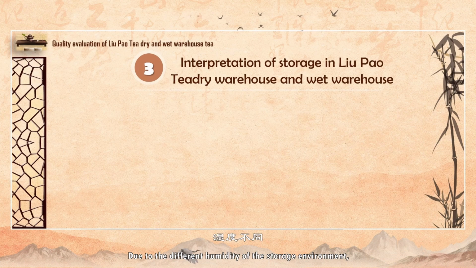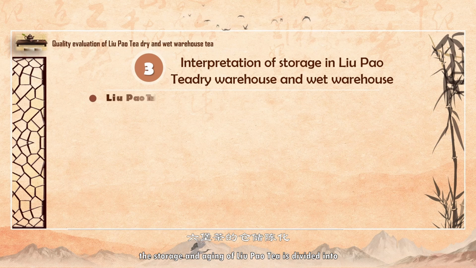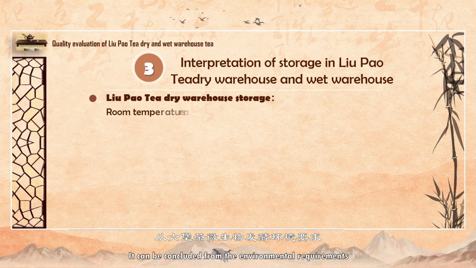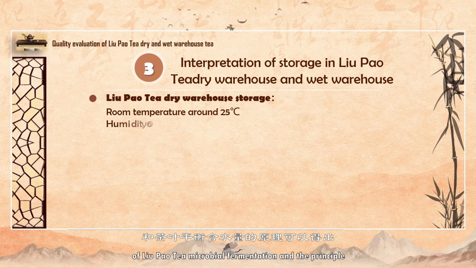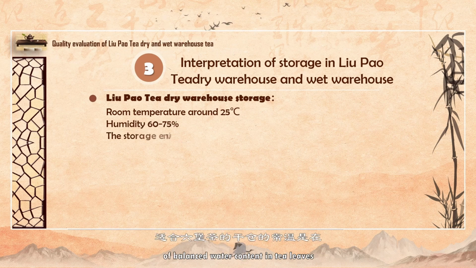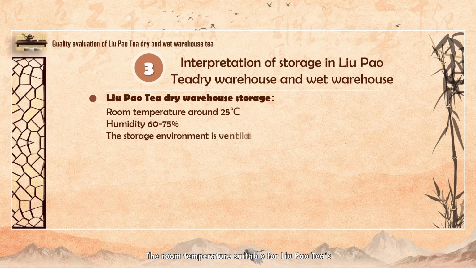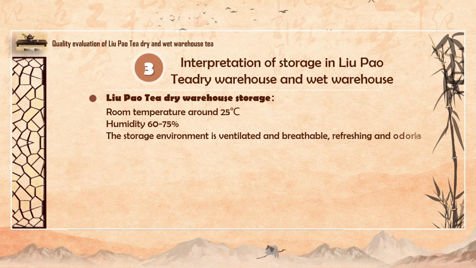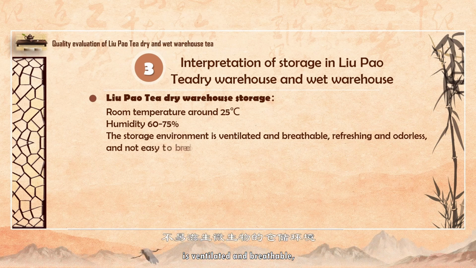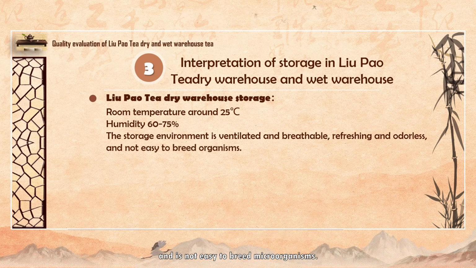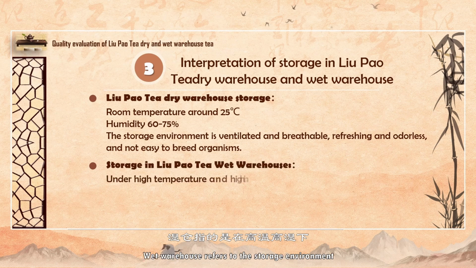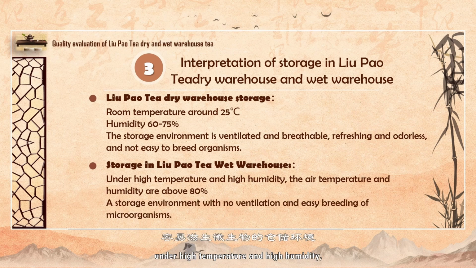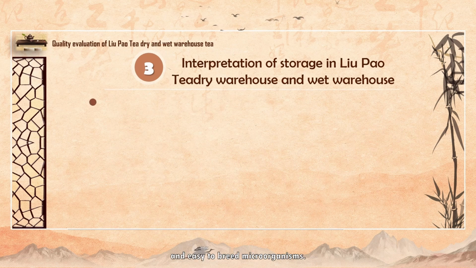Due to the different humidity of the storage environment, the storage and aging of Liu Pao tea is divided into dry warehouse and wet warehouse. This can be concluded from the environmental requirements of Liu Pao tea microbial fermentation and the principle of balanced water content in tea leaves. The room temperature suitable for Liu Pao tea's dry warehouse is around 25 degrees and the humidity is 60% to 75%. It is a storage environment that is ventilated and breathable, fresh and free from miscellaneous odors, and not easy to breed microorganisms. Wet warehouse refers to the storage environment in which the air humidity is above 80%, under high temperature and high humidity, which is not ventilated and easy to breed microorganisms.